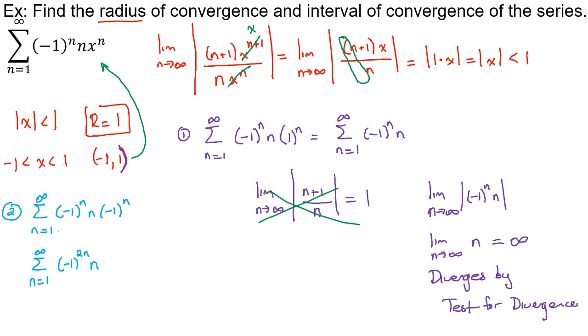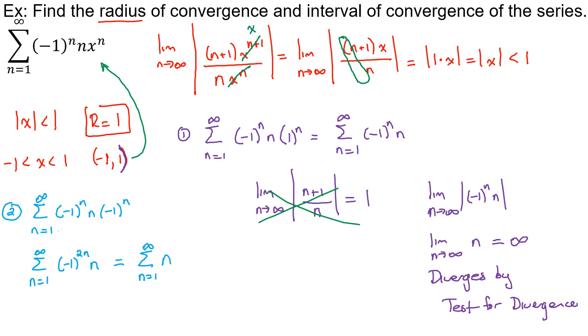But 2n would be an even number every single time. If you put any number on there from 1 to infinity, any integer, and you double it, you're going to get an even number. So negative 1 to the 2n would be the same thing as negative 1 squared, which is 1, to the n, which is still 1.